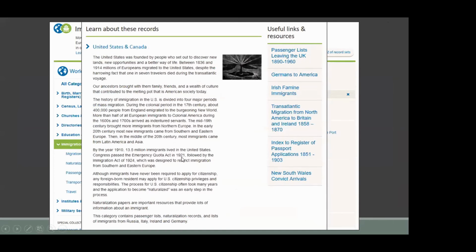Lots of different websites provide these types of materials. So definitely when you are looking for your immigrant ancestor, look under the search tab and see if you can find the immigration collection on various sites.